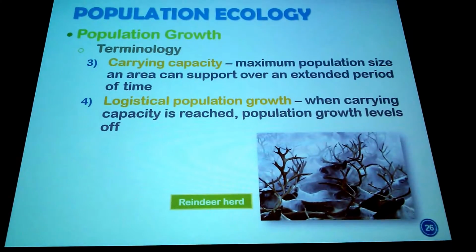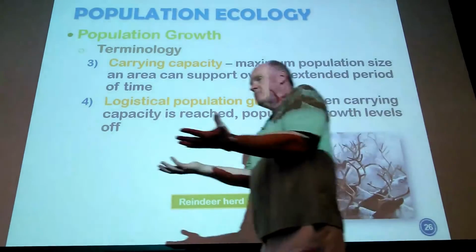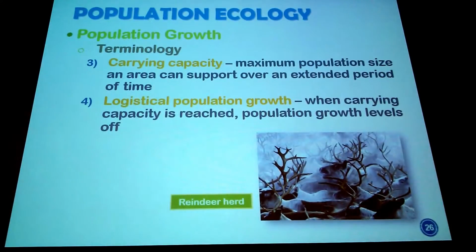Carrying capacity is the maximum population size an area can support over an extended period of time. Now, you have an area, and it has so many plants, so many other animals that might be viewed as prey species. So certain organisms can survive in that area. If you have just the right number, not too many, not too few, then that area can sustain those organisms for an indefinite amount of time, as long as those resources are there. That's carrying capacity.